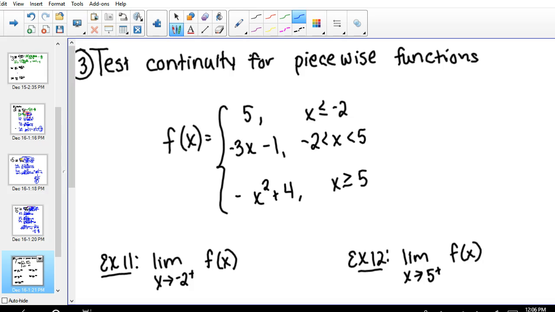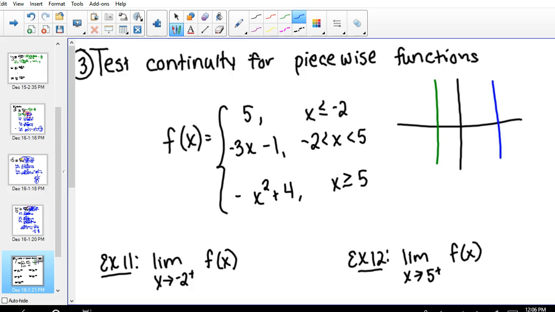We're looking for those dotted lines where we took those sticky notes and we cut them where those two pieces went together. So, for example here, example 11 is asking you to find the limit as x approaches negative 2 from the right. Okay? So, if you think of the graph, I'm going to draw a bad graph here. And so, the graph splits at negative 2, and then it splits again at 5.